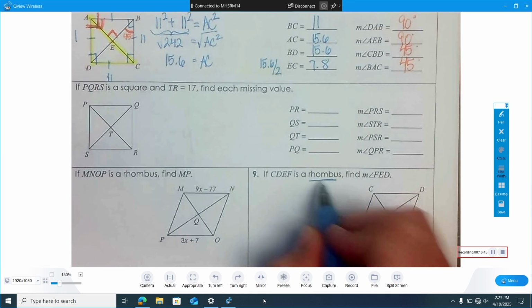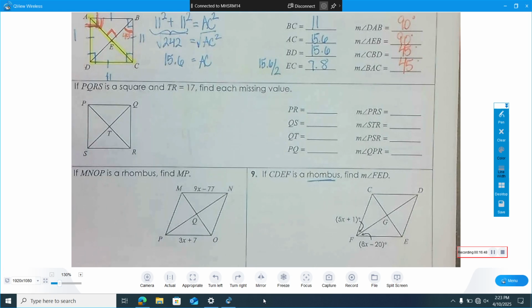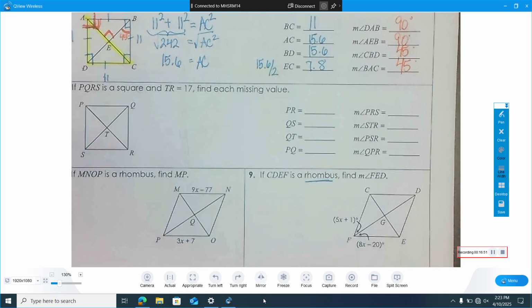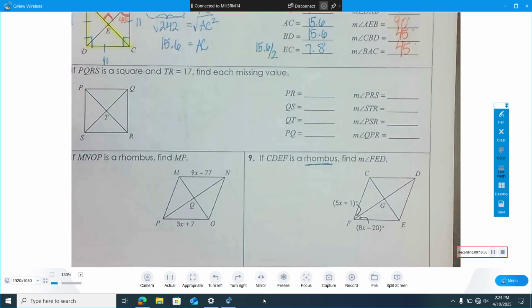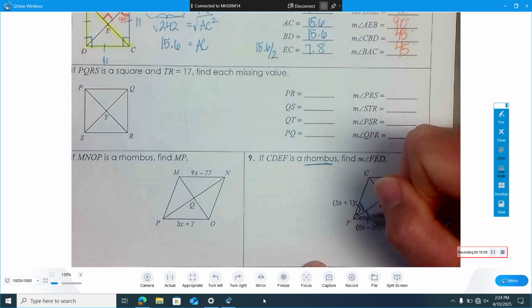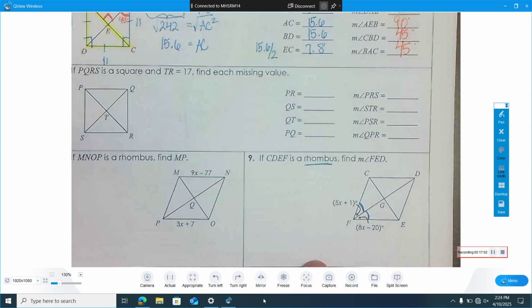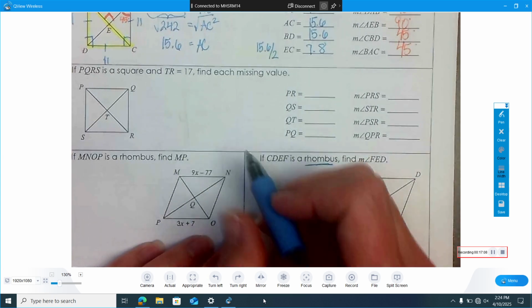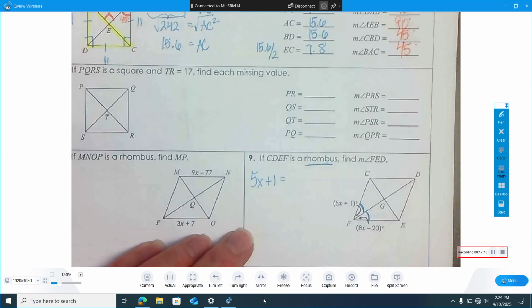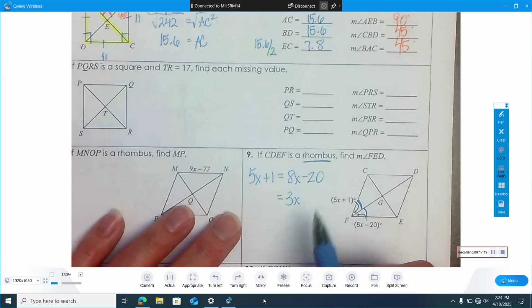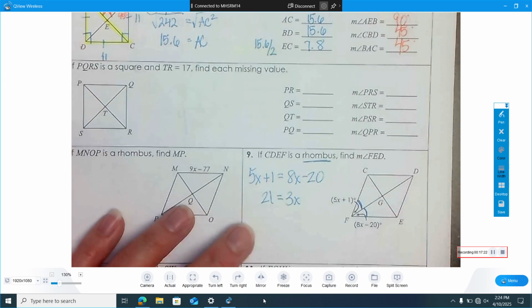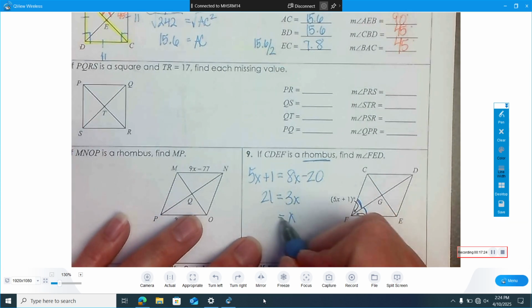All right, CDEF is a rhombus. And we have information about these little baby angles here. What do we know about these little baby angles in a rhombus? They are equal. They get bisected. Those diagonals bisect the angles. So what equation can we write? 5x plus 1 equals 8x minus 20, because those angles are congruent. I'm going to subtract 5x and get 3x. I'm going to add 20 to get 21. And then we get x equals 7.